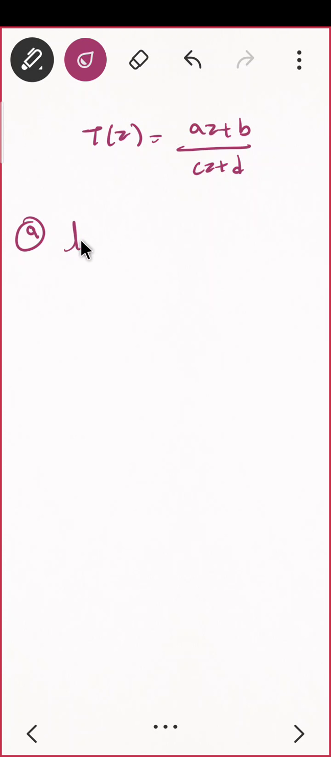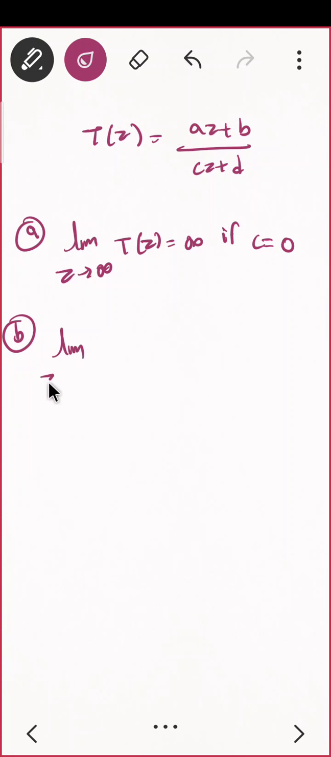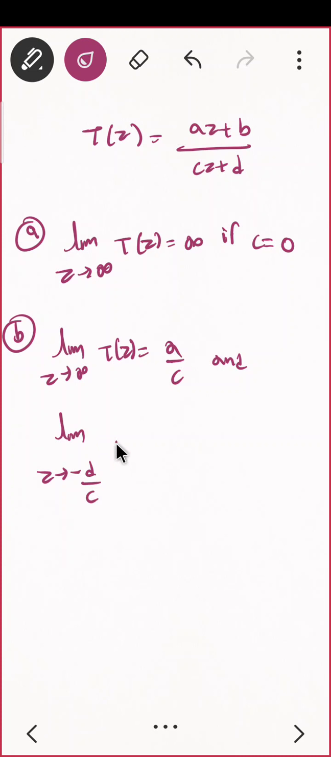So prove this: limit z tending to infinity of T of z is infinity if c is 0, and limit z tending to infinity of T of z is equal to a by c if c is not 0, and limit z tending to minus d by c of T of z is infinity if c is not 0. First of all, do you see the proof? They are quite simple. By using L'Hopital rule, you can do that. If you take the first one, z tending to infinity of T of z, and you are given c as 0, then there is no point of doing L'Hopital rule. It will be directly in terms of z, so you can directly substitute, and that will be infinity.